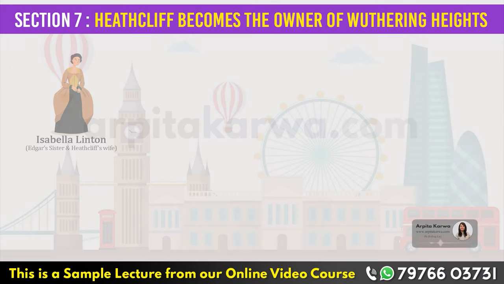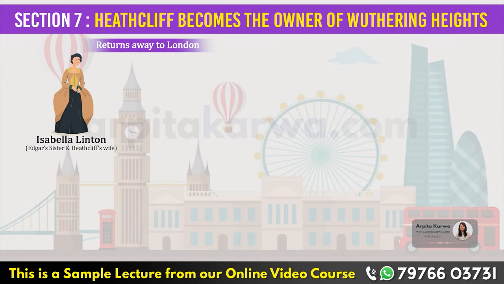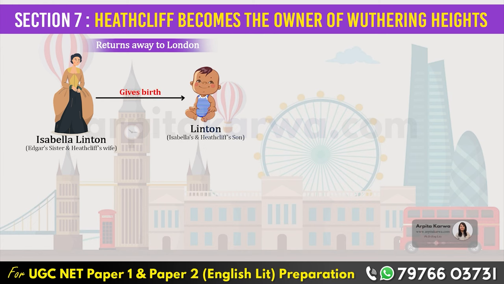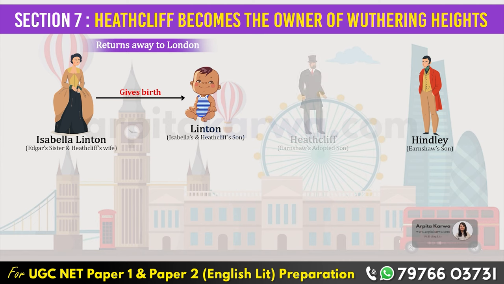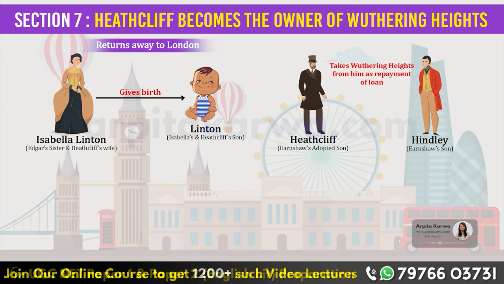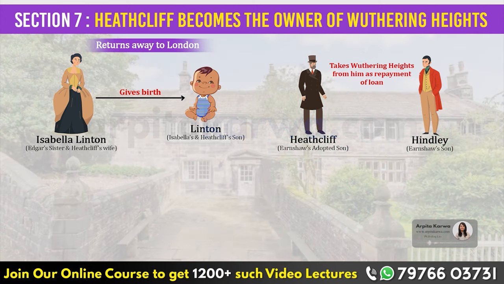Now, after 2 days, Isabella ran away to London to get away from Heathcliff. There she gave birth to a baby boy named Linton. Hindley had taken a lot of loans from Heathcliff, so in return he took Wuthering Heights since Hindley was unable to pay the loan. Now the owner of Wuthering Heights is Heathcliff.